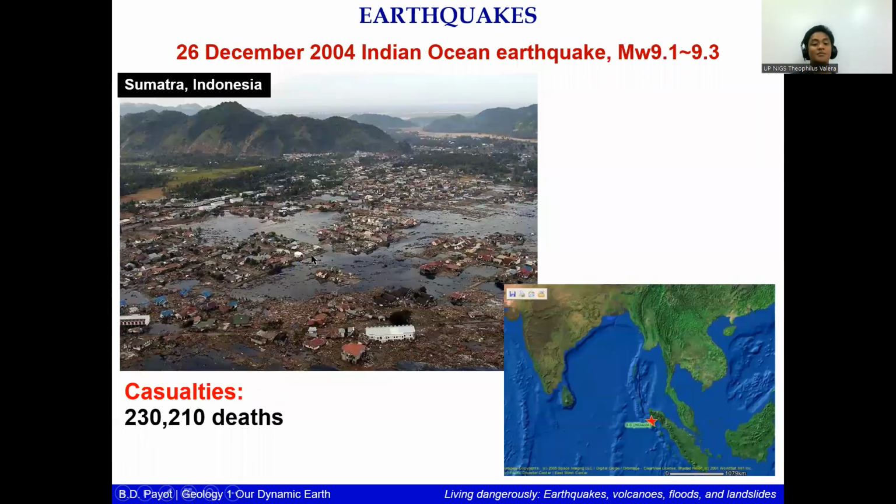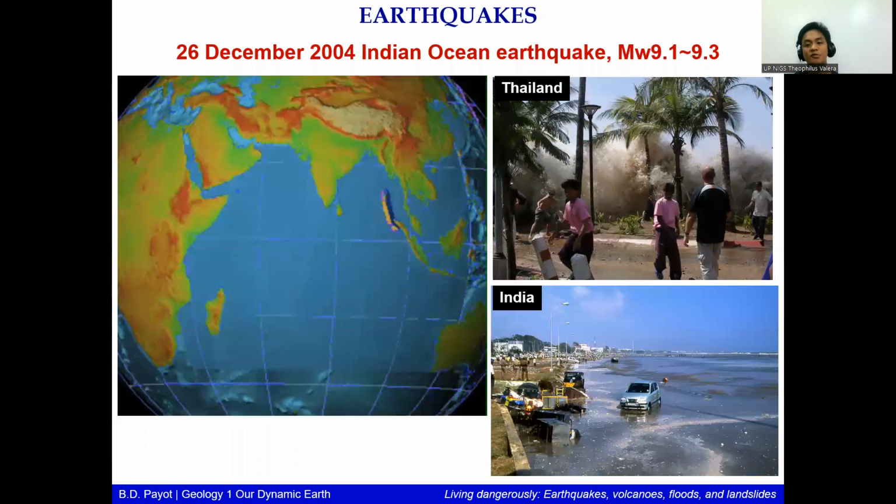For example, this is the Indian Ocean earthquake of 2004. Some incredible, or scary, pictures. You'll be in shock and awe at the waves. This is a simulation showing how the tsunami waves traveled from this epicenter to basically the whole Indian Ocean.